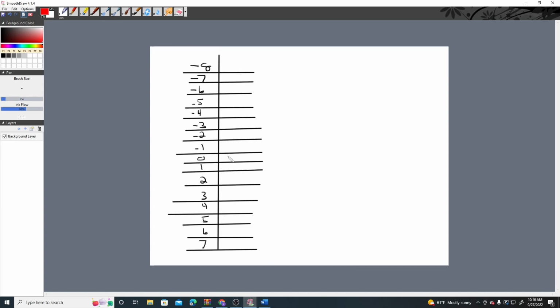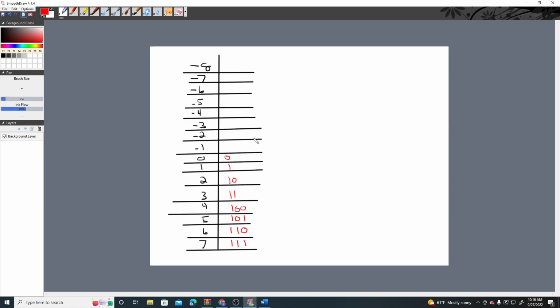So 0 is 0, 0, 0. 1 is just going to be 1. 2 is 1, 0. 3 is 1, 1. 4 is 1, 0, 0. 5 is 1, 0, 1. 6 is 1, 1, 0. And 7 is 1, 1, 1.